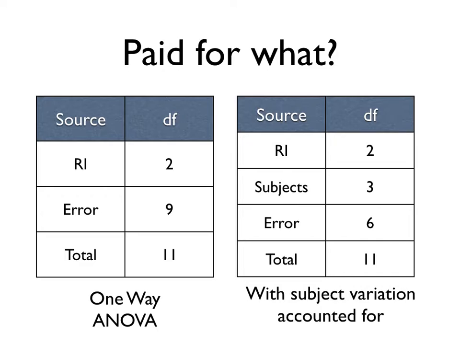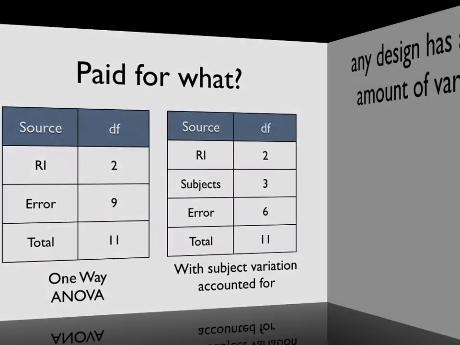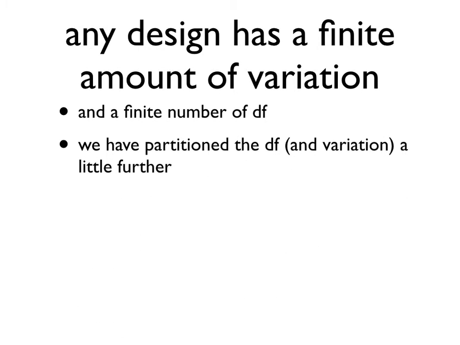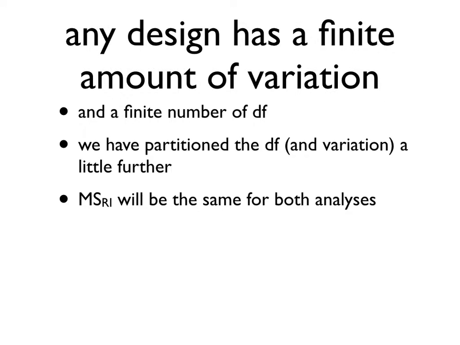Okay, questions? Any design has a finite amount of variation, a finite amount of degrees of freedom, and it's how we split them up that matters. So we've partitioned degrees of freedom and variation a little further. That's really all we've done here, because we could put a new term in the model, pi for people. Mean squared for retention interval would be exactly the same in both analyses. It would be literally the same number, with the same degrees of freedom and the same sum of squares.